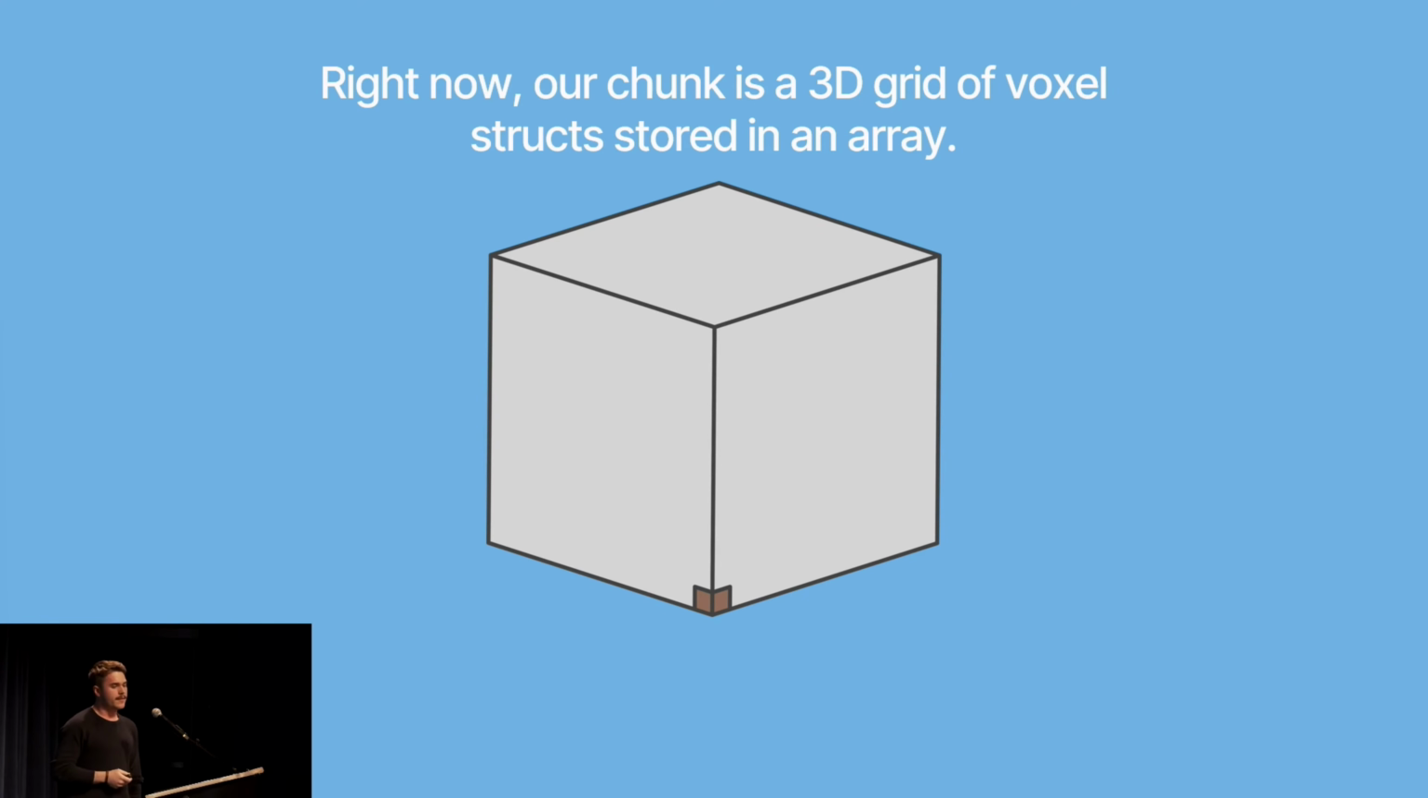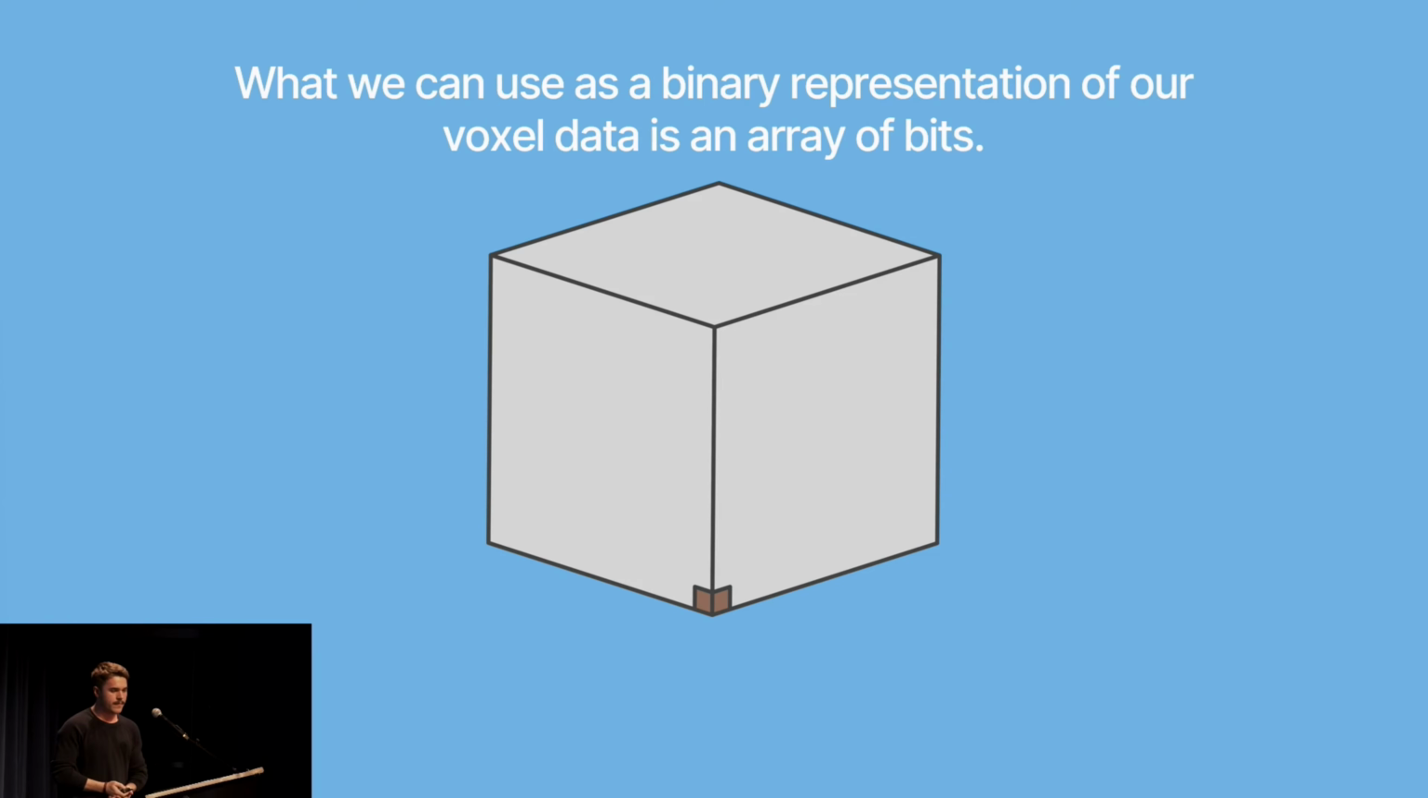Let's think about this for a second. Right now our chunk is stored in a 3D grid of voxel structs in an array, right? We just have a single struct per voxel, and that struct has an ID. What we can do instead, as a binary representation of our voxel data, is just use an array of bits. Instead of having a single struct per voxel, we can just have a single bit per voxel, and we can use that to mesh instead, right? So let's make a bit array.